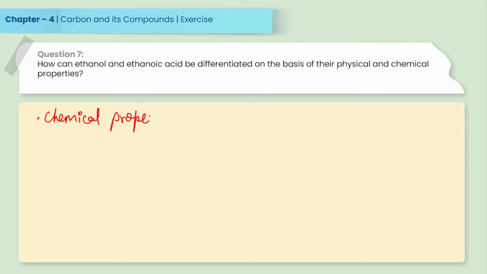Chemical properties. So we know that ethanol is an alcohol and ethanoic acid is a carboxylic acid. And among alcohol and carboxylic acid, only carboxylic acid reacts with carbonates and bicarbonates to evolve carbon dioxide gas, which turns lime water milky.